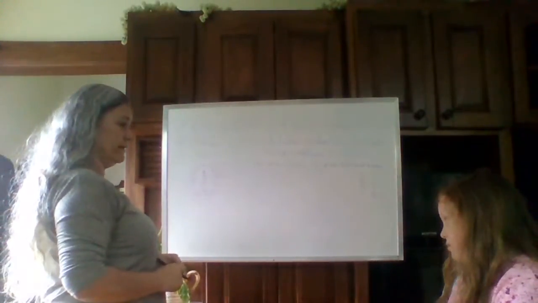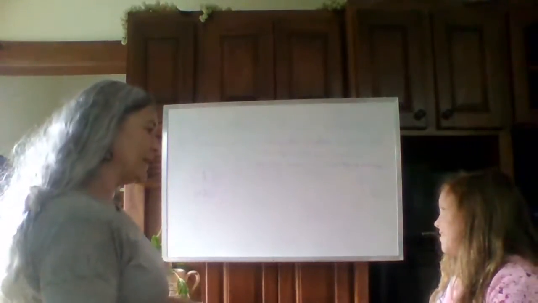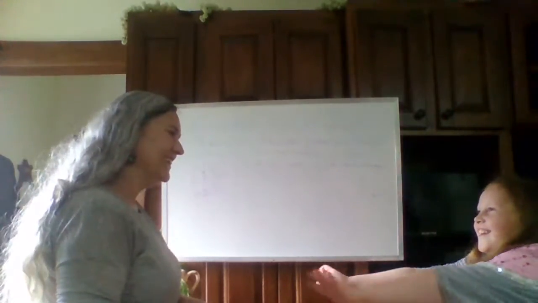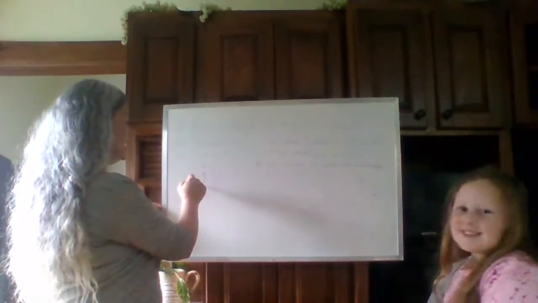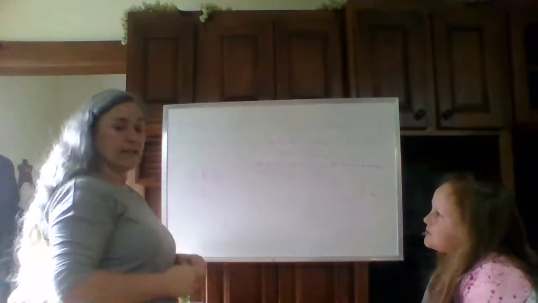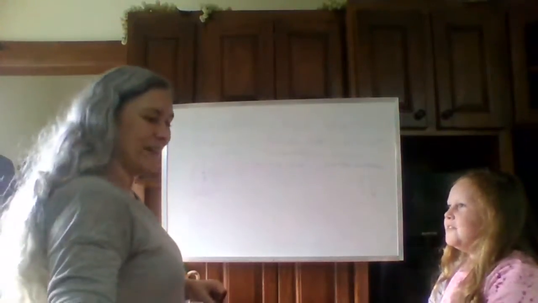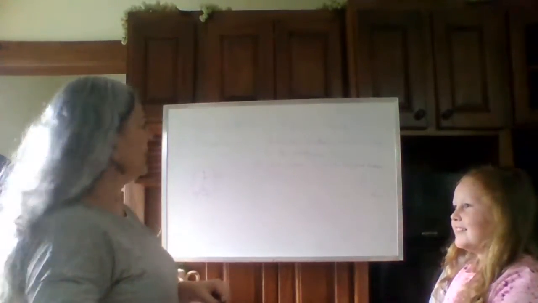Look what you just did. You made equivalent fractions. Yay. So 3 8ths equal 6 16ths. Pretty exciting? Pretty big stuff there, huh?